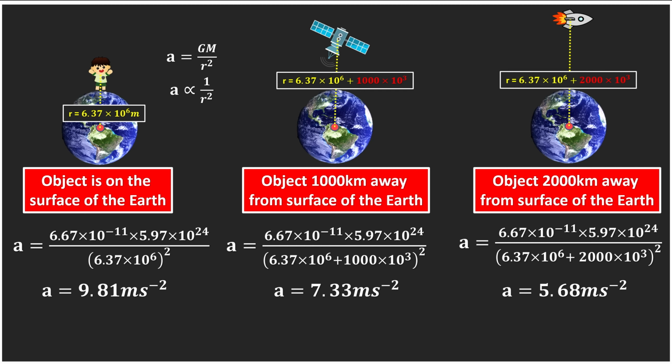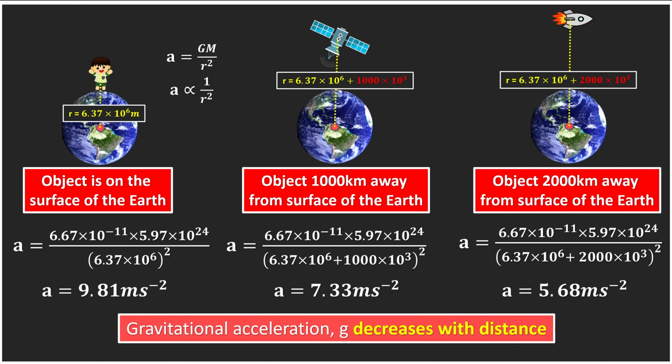So in conclusion, when we are on the surface or beyond the surface of the Earth, the gravitational acceleration of the Earth decreases with distance.